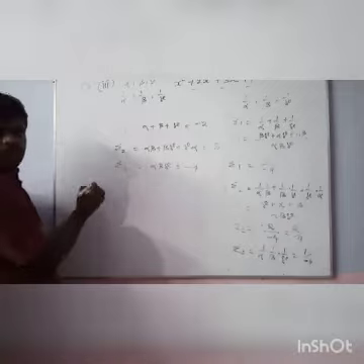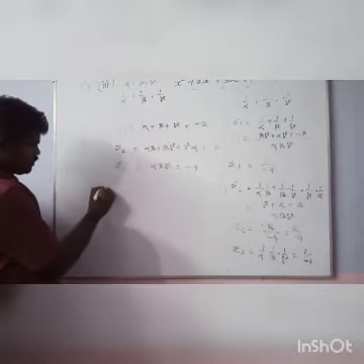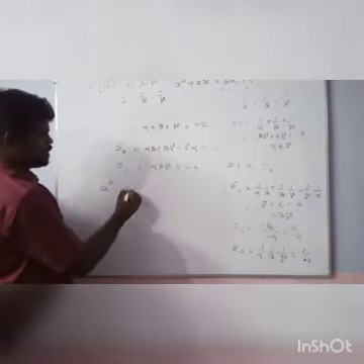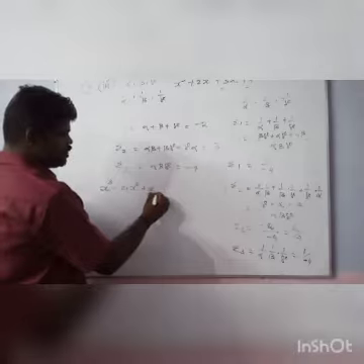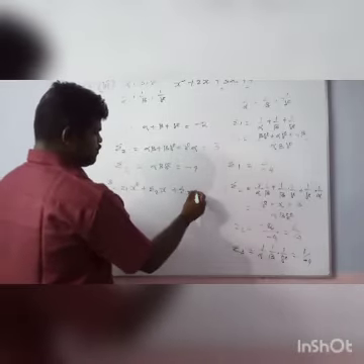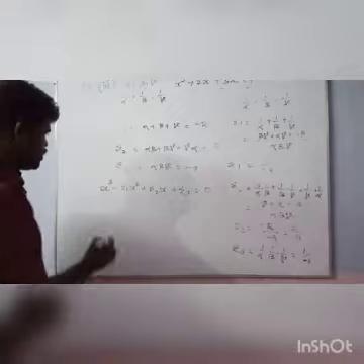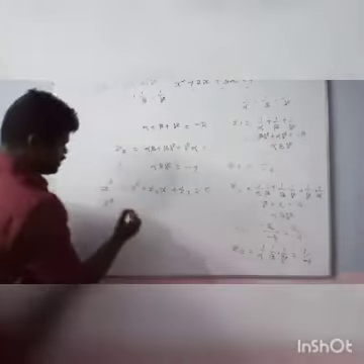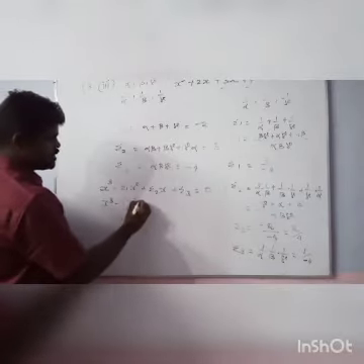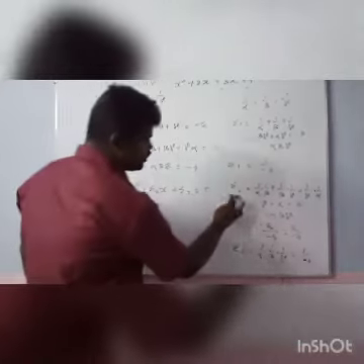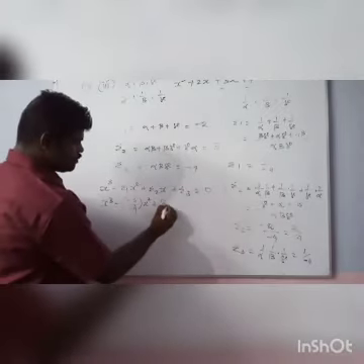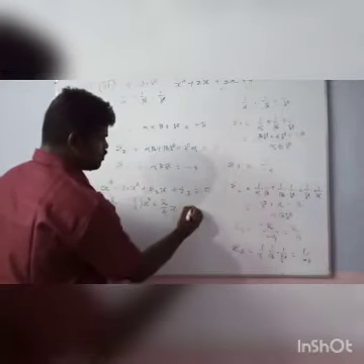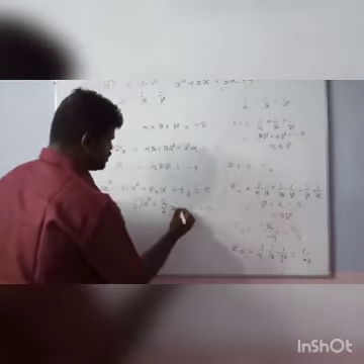Now we want to consider Vieta's formula. The required cubic polynomial is x cube minus summation 1 into x square plus summation 2 into x minus summation 3 equal to 0. Now x cube minus summation 1 into x square. What is the value of summation 1? Already minus 3 by 4 is there into x square. Plus summation 2 is what? 2 by 4 x. Plus summation 3 is minus 1 by 4 equal to 0.